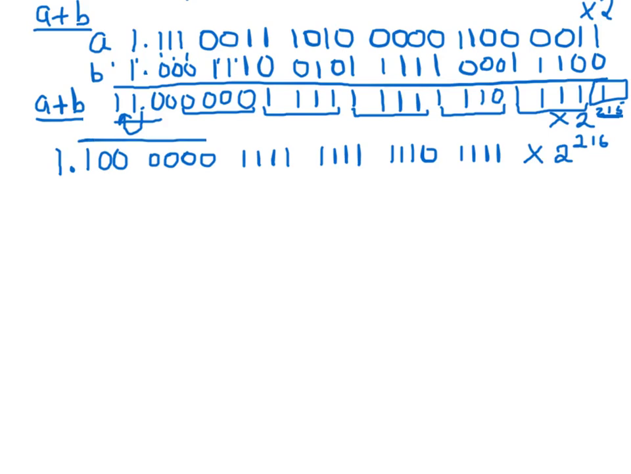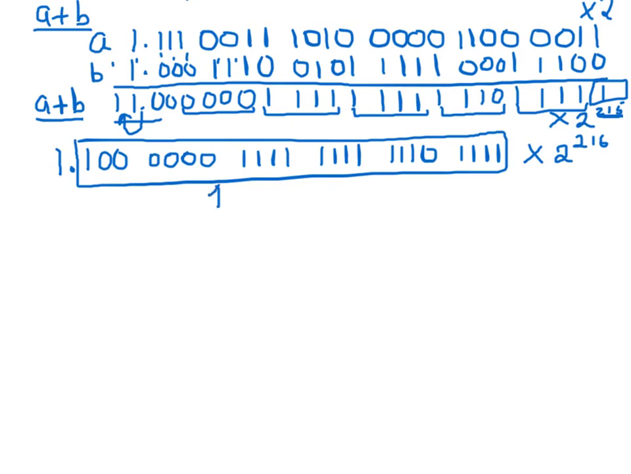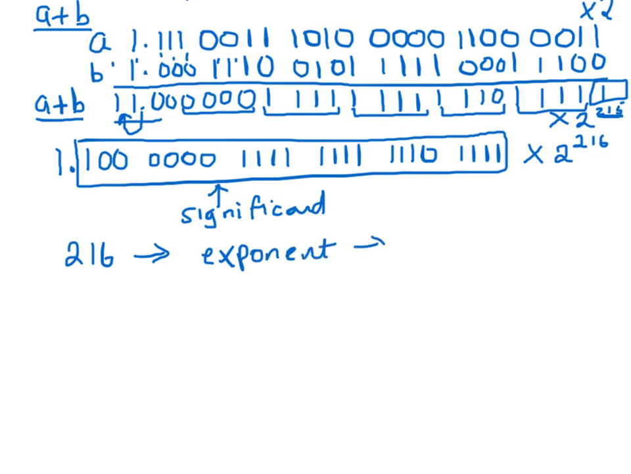So if I put a box around, the computer only stores, it doesn't store the leading 1. So this here is now going to be my significand. And this 216 is going to be my exponent, and obviously I have to have it in binary, so I have to convert it to binary. You can do it in the calculator, or you can just add 1 to the binary number above, and what you get is 1101, and then it'll be 1000.